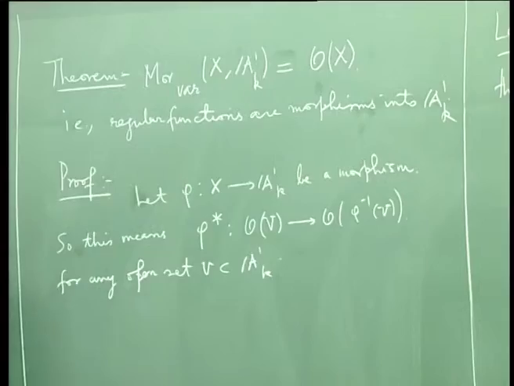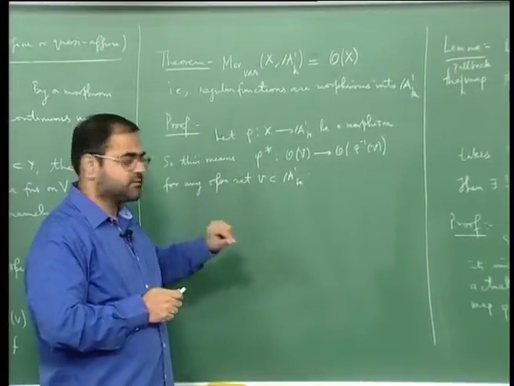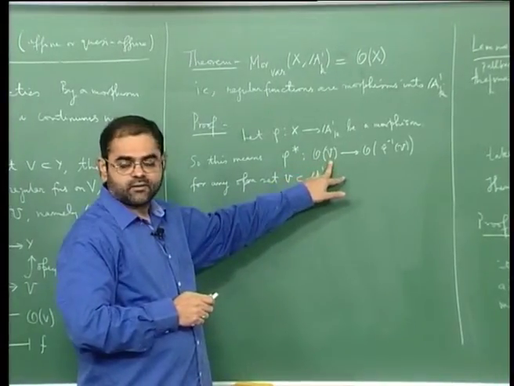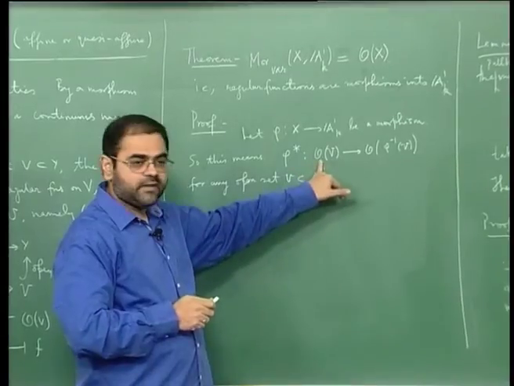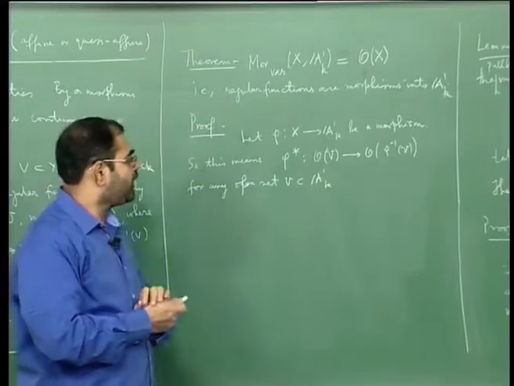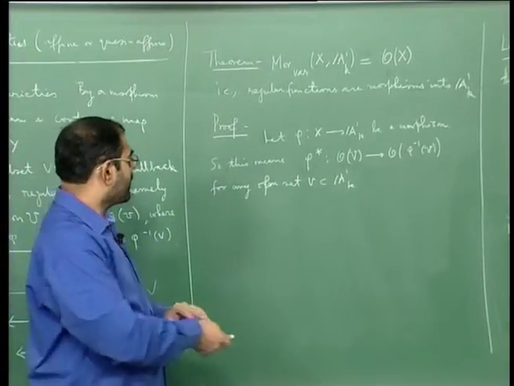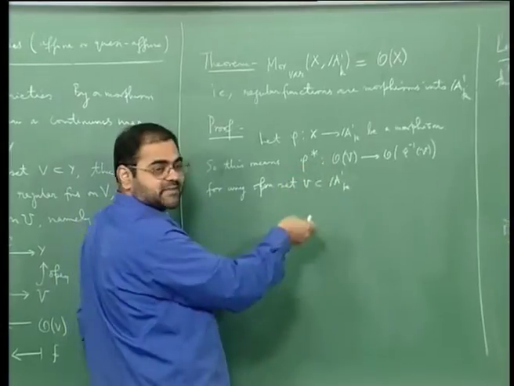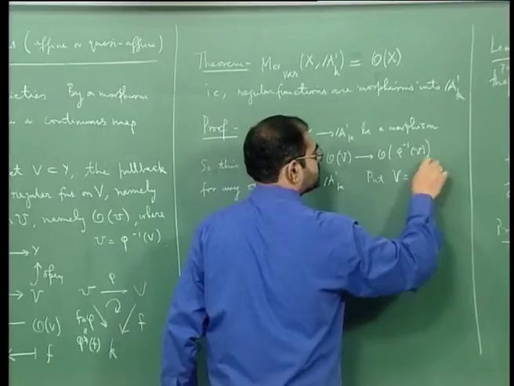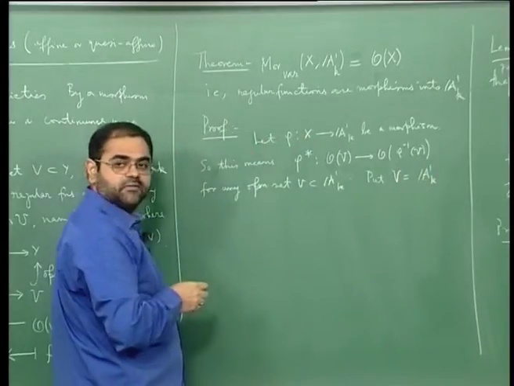Okay, so what is a morphism? A morphism is a map which is continuous and it pulls back regular functions. So if you give me an open set in the target, which is an open subset of A1, and you give me a regular function on that open set, which is an element of O of V, then applying phi upper star, the pullback should give me a regular function on phi inverse V. Now what I am going to do is actually very easy. You put V equal to A1 itself.